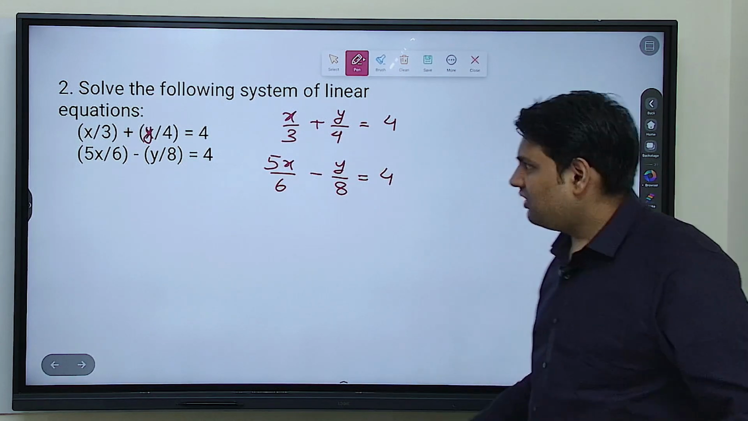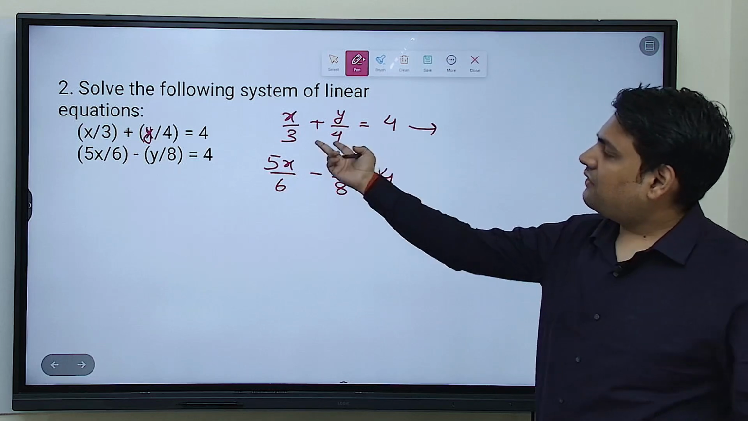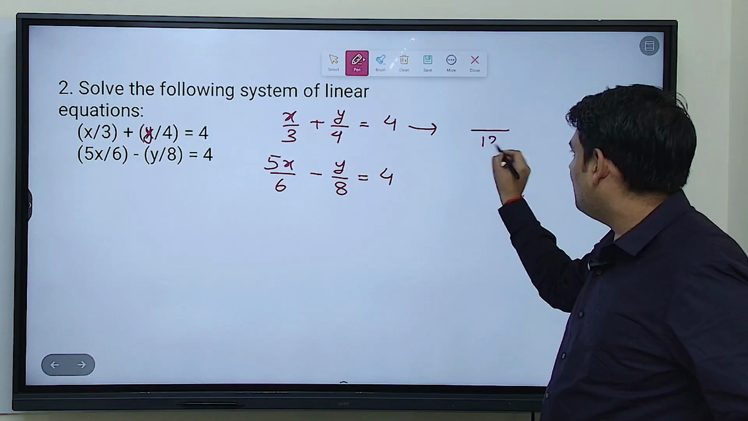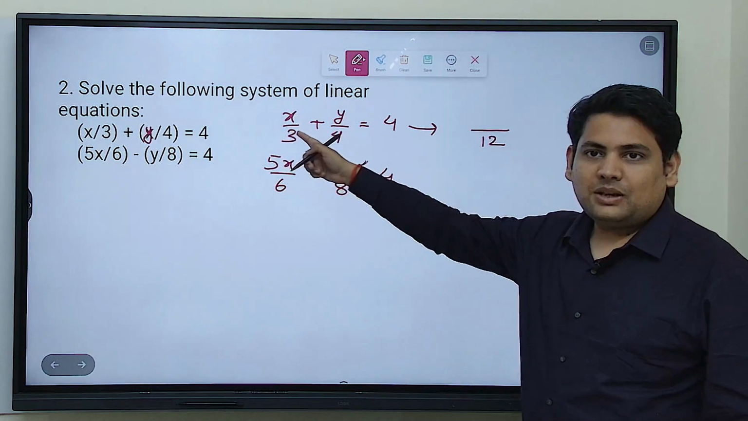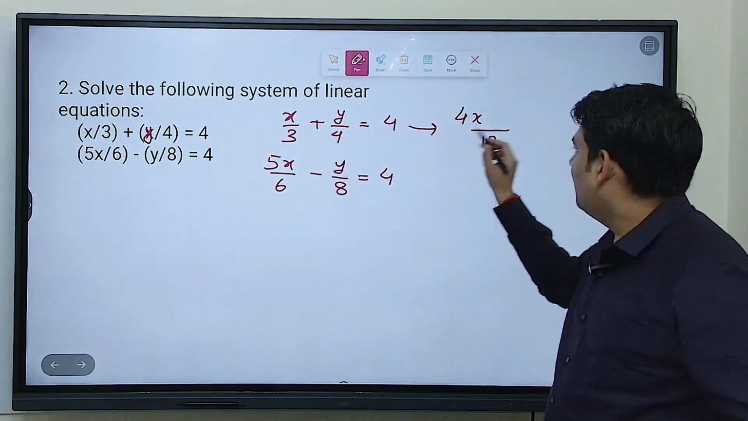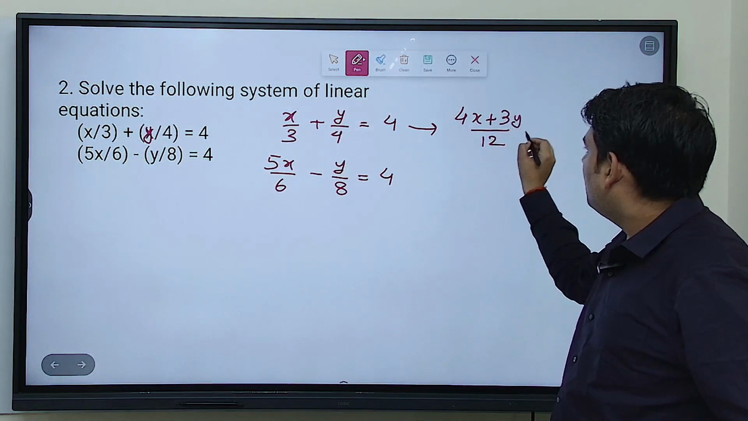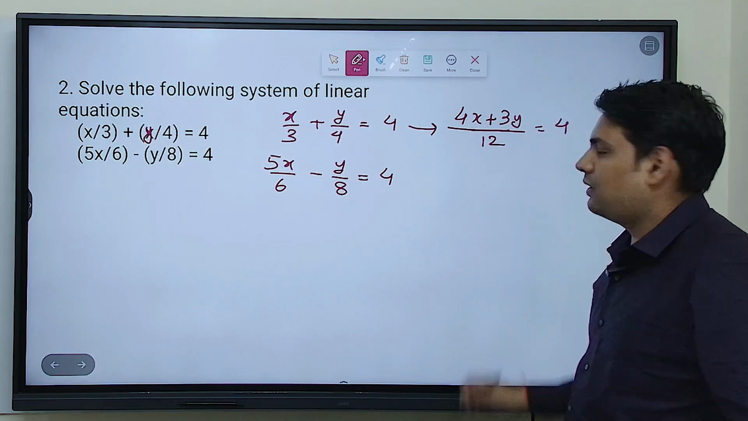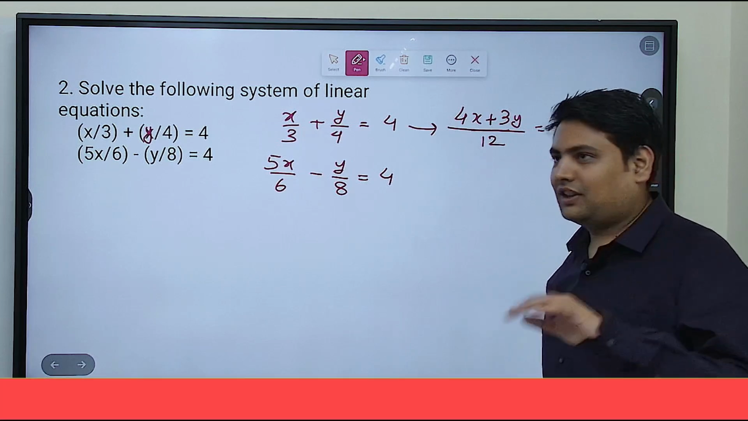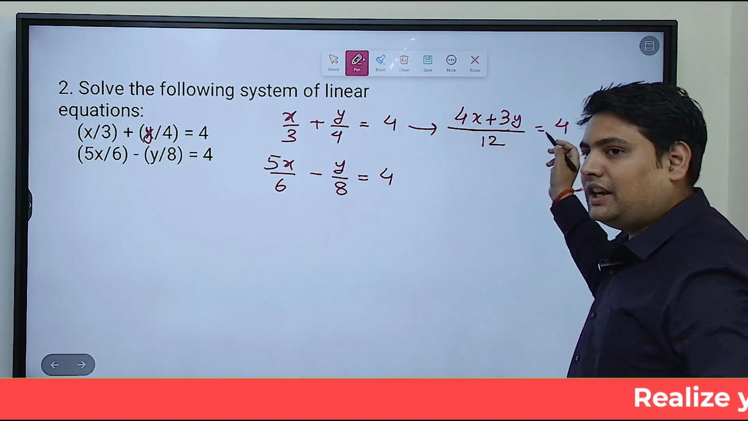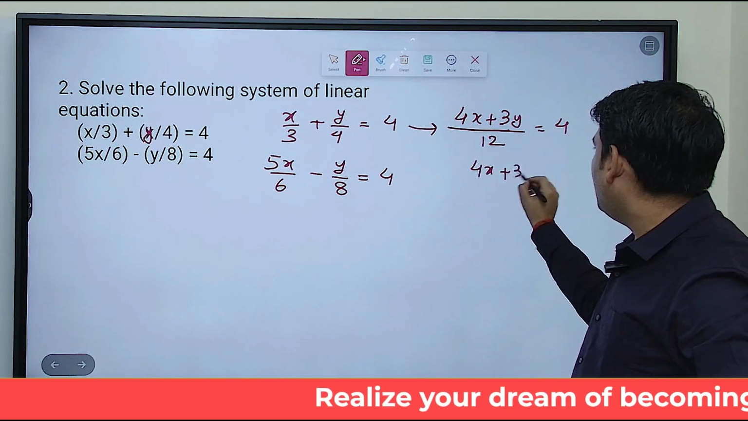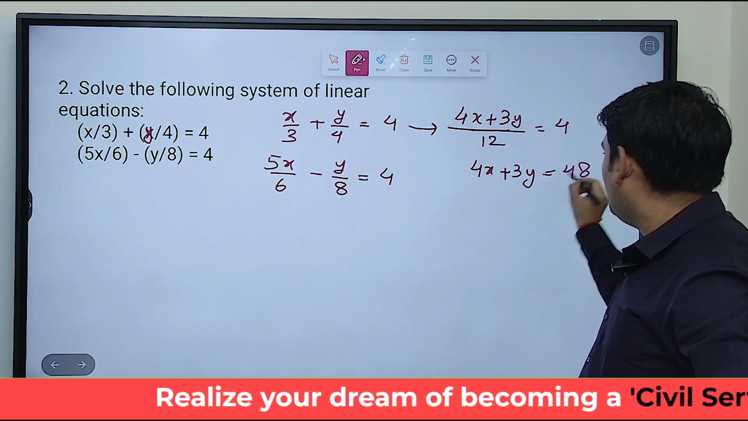Okay, but instead what we are trying to learn here is, if I have to take LCM and all, how you do it. So you take LCM, you will get 12 here. Now 4 will get multiplied here. So you get 4x plus 3y, and this will give you 4. Understood? Now you multiply it here. You will get 4x plus 3y is equal to 12 4s are 48.